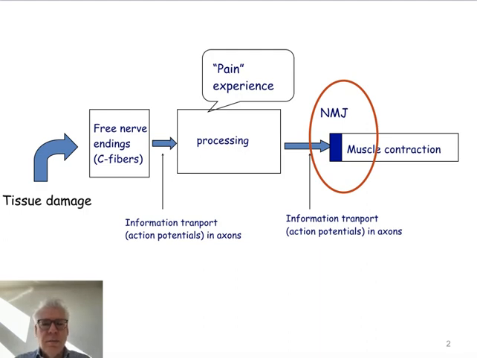Now, you've seen this schematic before, and we discussed several of the processes that take place. For instance, if tissue is damaged, you may experience pain. Today we will mainly focus on this aspect, which is the communication between the peripheral motor nerve and the muscle. And there's a special dedicated structure between the nerve and the muscle, which is called the neuromuscular junction.